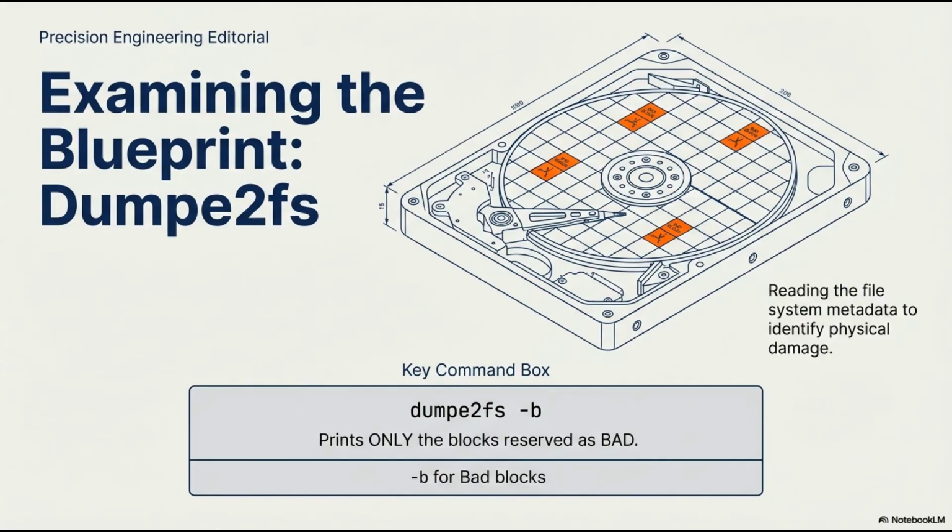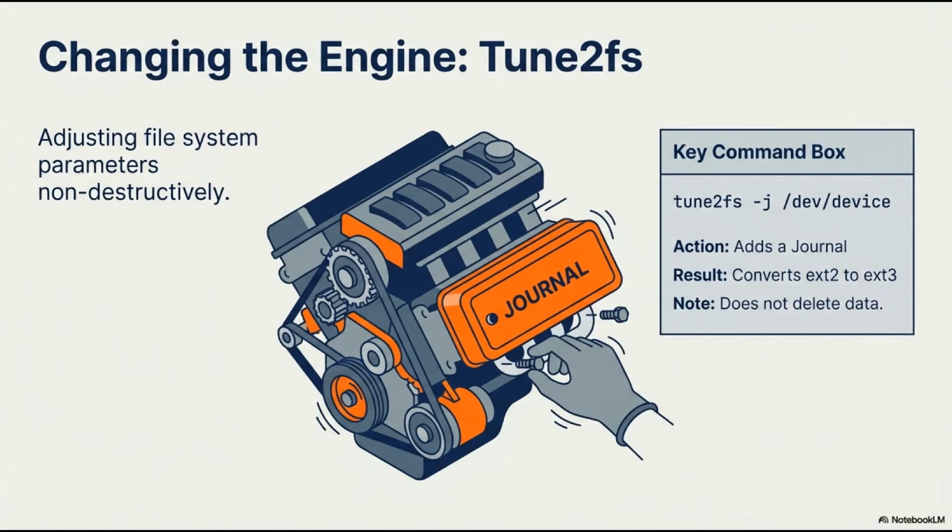Good to know. Now, slide 6 takes a slightly more optimistic tone. It's titled Changing the Engine, tune2fs. There's a graphic of a mechanic bolting a new part onto an engine block. This is one of the coolest features of the Linux file system, I think. Usually with other operating systems, if you want to upgrade your file system, say add a journaling feature, you have to back up all your data, wipe the drive, format it, and then restore. Which is massive downtime, just huge. Right. tune2fs lets you change the parameters of the file system while the data is still there. You are tuning the engine without taking it out of the car.